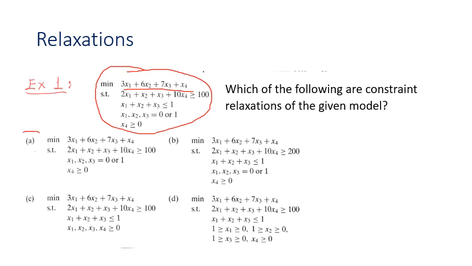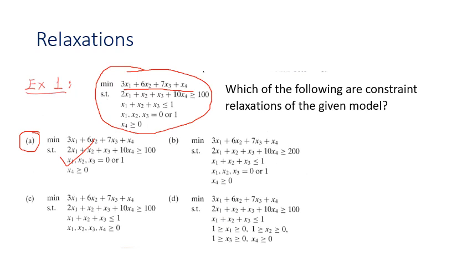So let's start with A and let's have a look at it. What is the difference? What is changed between the original model and the model in part A? The objective function is the same. The first constraint is the same. But this second constraint, if you see, is not here. x1, x2, x3 are still binary, and x4 is greater than or equal to 0. So what is the change? The change is we just deleted this constraint. So remember the definition of constraint relaxation. We either delete or weaken a constraint. So in this part A, we basically deleted a constraint. It means that this is a constraint relaxation.